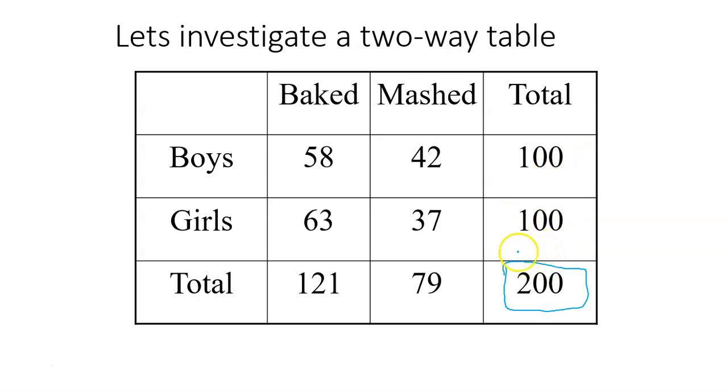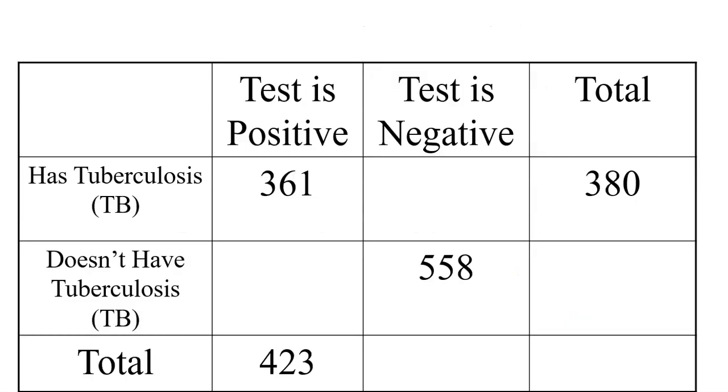Okay, so we can use these tables in probability, and this helps organize the data and helps us see more easily what the probabilities are of certain things. So let's look at another two-way table. Here's a table that we have. On this side, we have has tuberculosis or does not have tuberculosis. And on the other side, we have whether the test is positive or the test is negative.